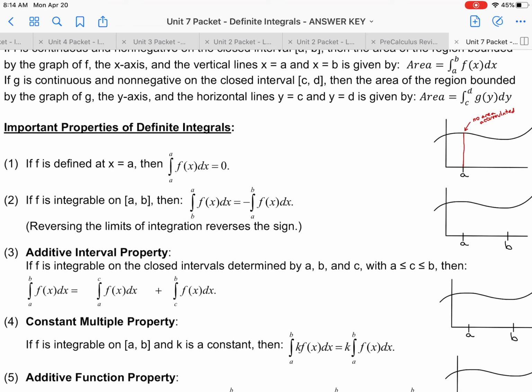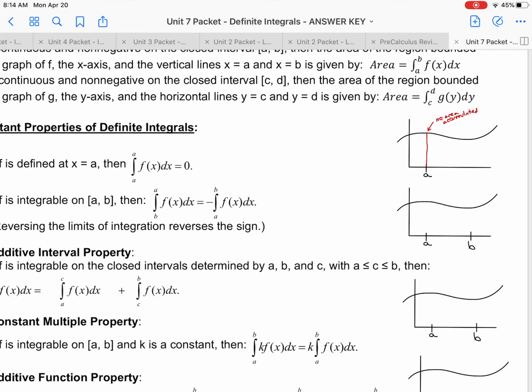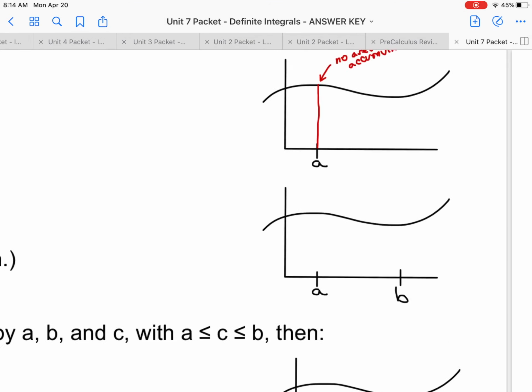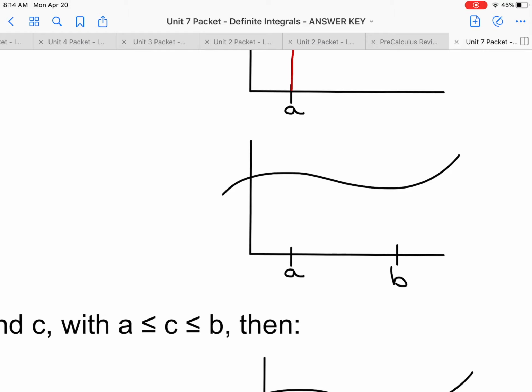Number 2, if f is integrable on a to b, then, and this is kind of a weird one, the integral on the interval from b to a of f of x dx is equal to negative the integral on the interval from a to b of f of x dx. All right, so reversing the limits of integration reverses the sign.